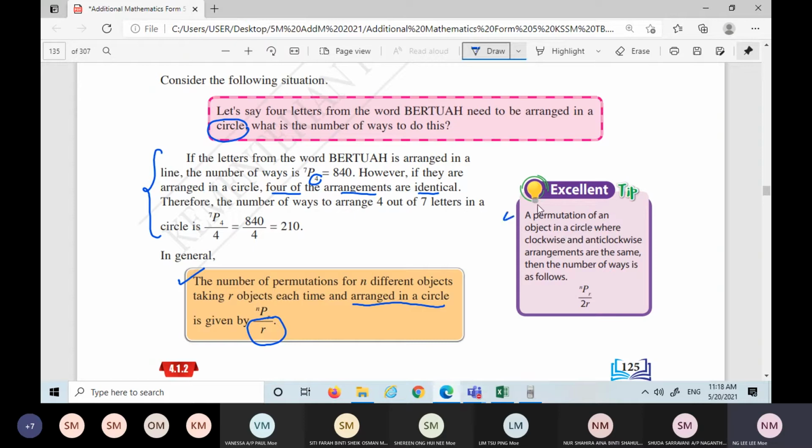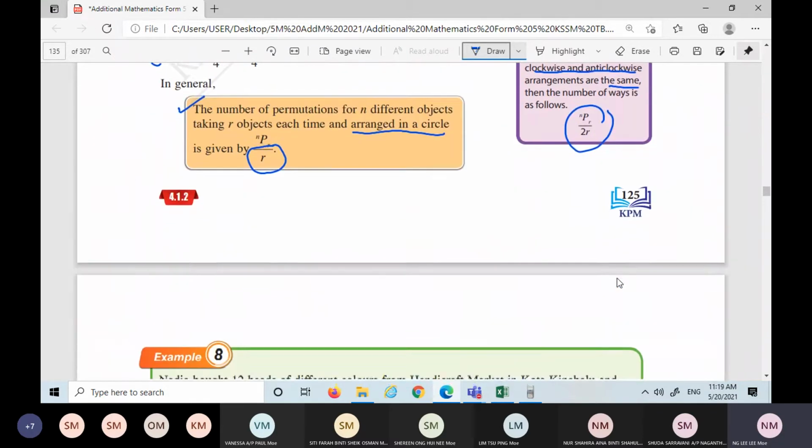Then how about this? This one also. Arrange in a circle, clockwise and anti-clockwise are the same. It means the one you make into bracelets or necklaces. So nPr is the same, divide by r is the same, and then one more is divide by 2. Because previously also the same, the (n minus 1) factorial is also divided by 2. Because clockwise and anti-clockwise are the same, so divide by 2. So this one you have to remember.